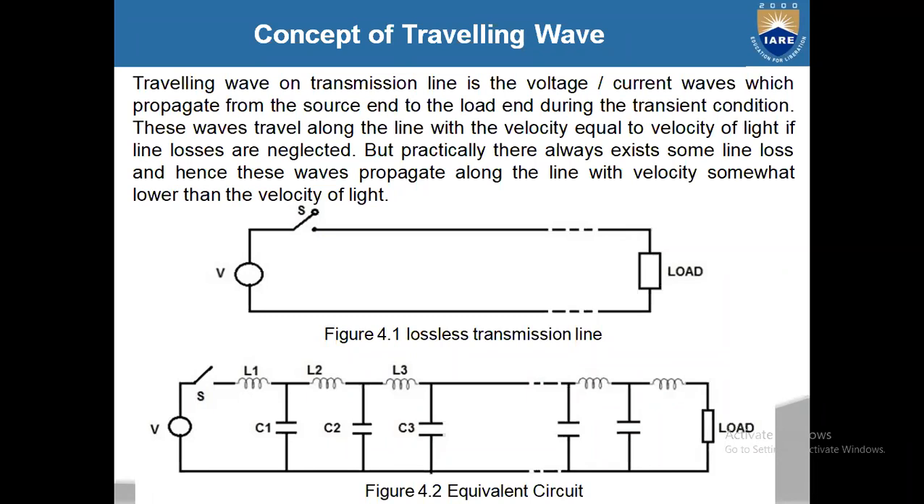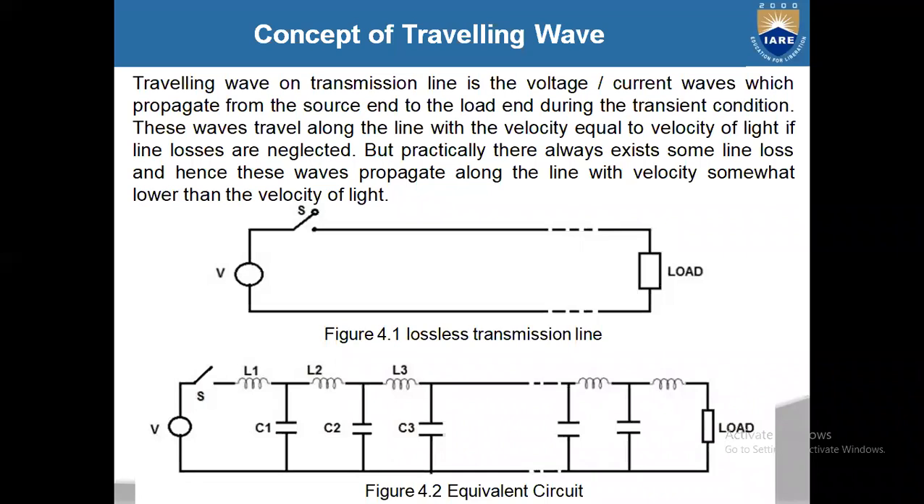So now let us see the concept of the traveling wave. A traveling wave in a transmission line is nothing but a voltage or current wave which propagates from the source end to the load end. So during the transient period or transient condition, the voltage or current wave which is traveling from the source end to the load end is called the traveling wave.